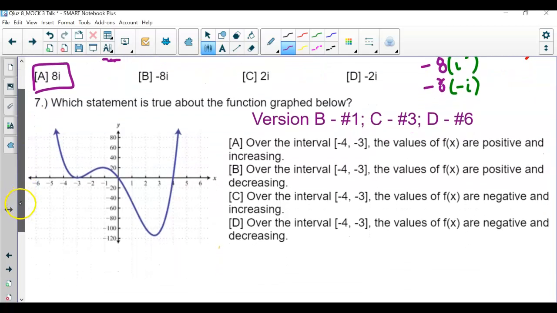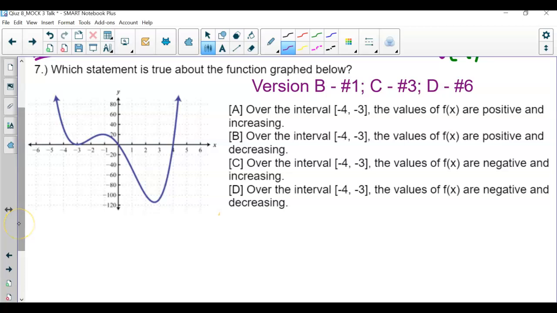Question number 7. Now, this was one of, also just overall from Algebra 2, one of our most missed questions, the 2 graphs questions. So question number 7, look for this one on your version. We're looking to see which statement is true. Use test-taking strategies. Well, I notice I'm only focusing on which interval? From -4 to -3, right? So I'm going to focus on those x values.